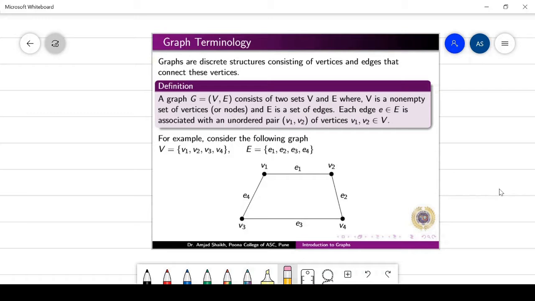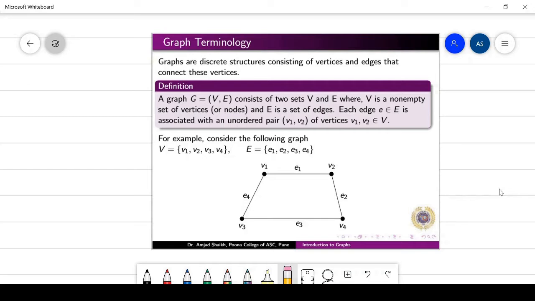Let's begin with graph terminology. Graphs are discrete structures consisting of vertices and edges that connect these vertices. There are a number of definitions available for graphs given by several authors. We'll see the following definition, in which a graph consists of 2 sets, capital V and capital E. Capital V is a non-empty set of vertices, sometimes called nodes, and capital E is a set of edges, where each edge e belonging to E is associated with an unordered pair of vertices v1 and v2.